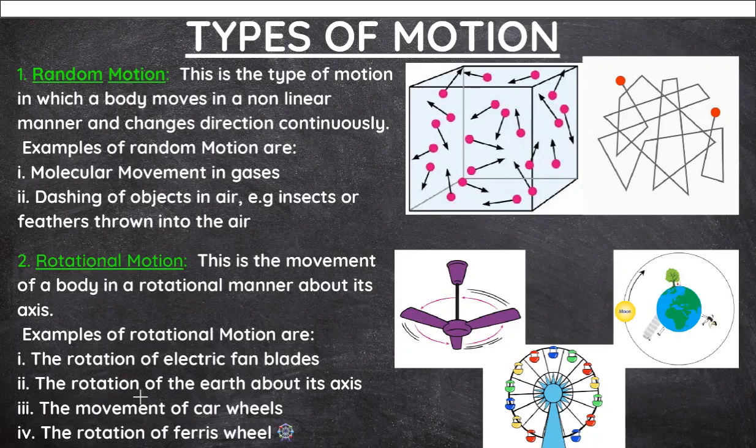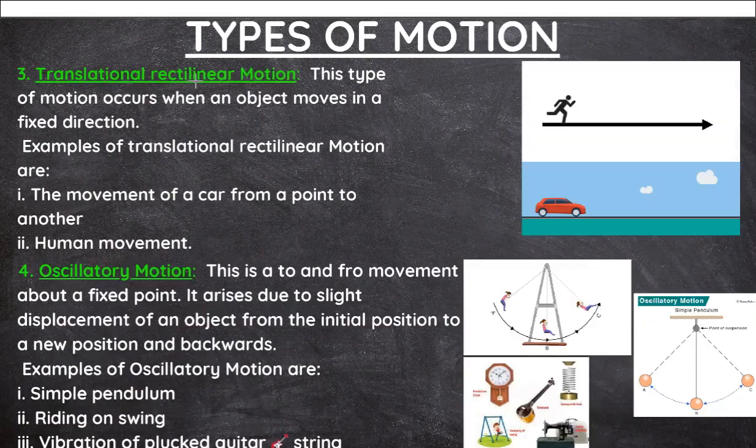Okay, we also have the rotation of the head about its axis. So the head right here is rotating about its axis. We also have the movement of car wheels and the rotation of ferris wheels. Now this is a ferris wheel right here. As you can see, the ferris wheel is rotating about its axis. So it's a type of rotational motion. So when you're asked to describe rotational motion, it's simply a movement of a body in a rotational manner about its axis.